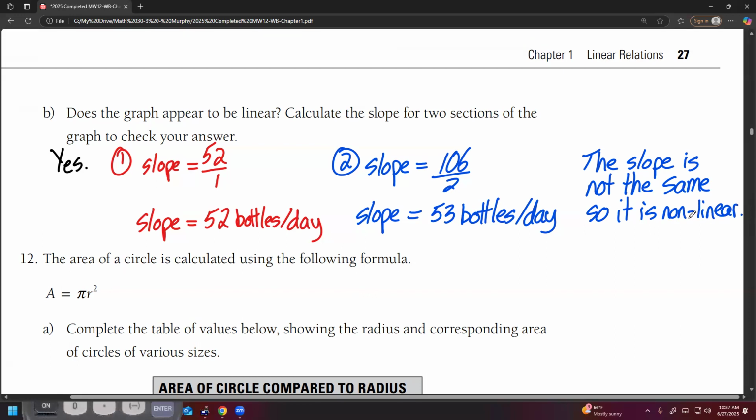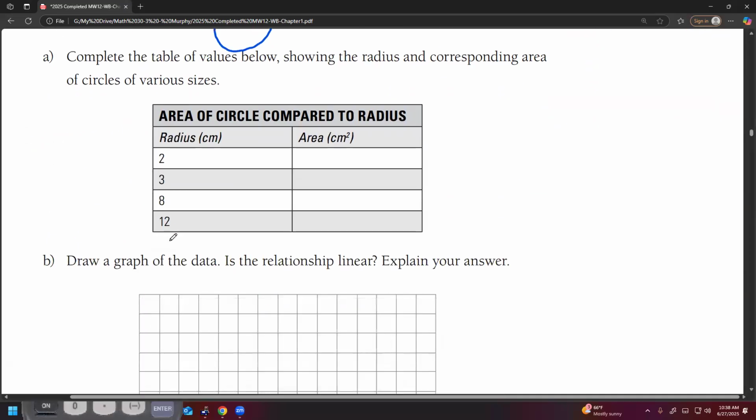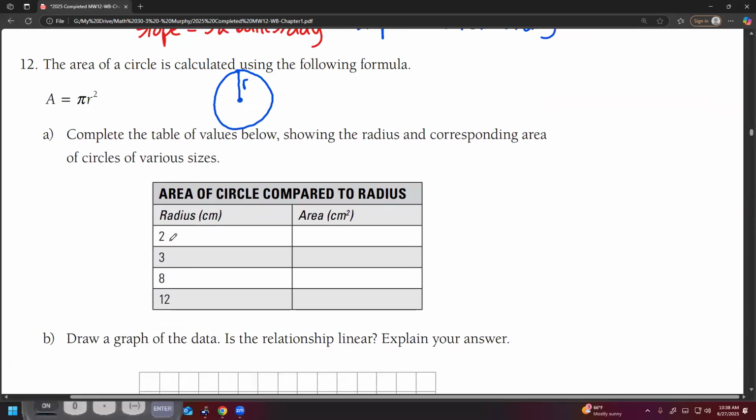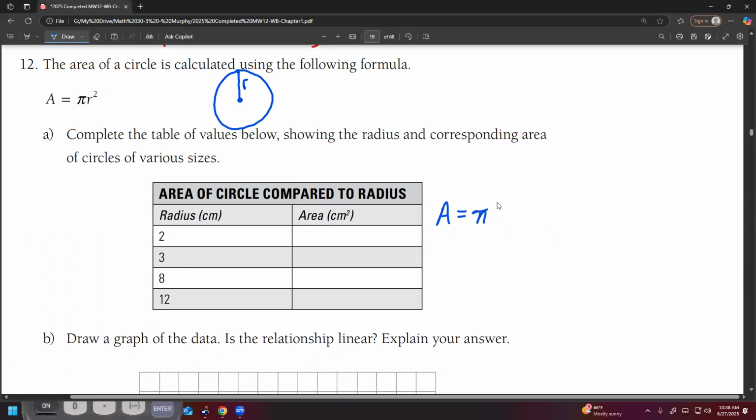Number 12. The area of a circle is calculated using the following formula. Okay, so we're trying to find the area of a circle, and we're going to need the radius, and multiply or square the radius, multiply it by pi, and get the area. When you do these calculations, always square the radius first.